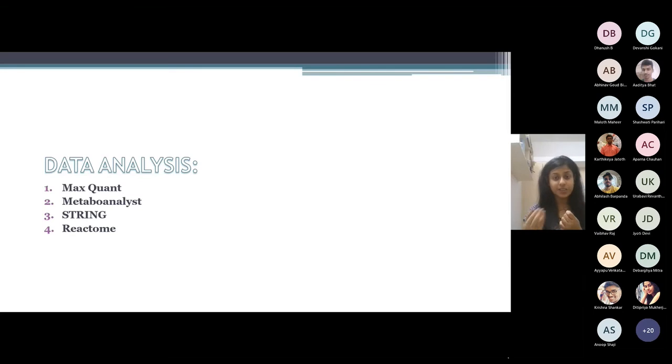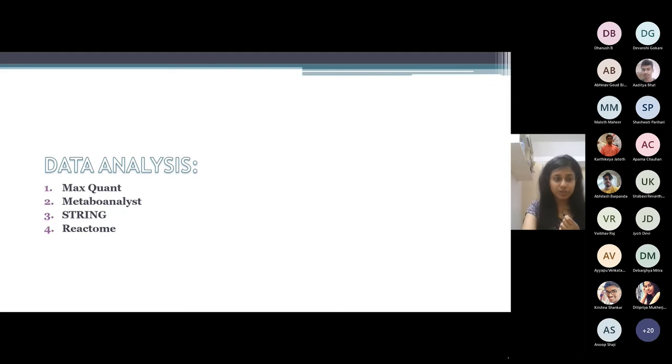Coming to my project, it was to carry out global proteomics analysis of LC-MS data of breast cancer and normal samples obtained after quantification using MaxQuant. For this, different online tools were used such as MetaboAnalyst, STRING, Reactome, etc. And final data interpretation was done on the basis of previously published literature.